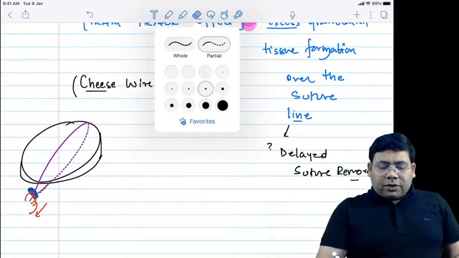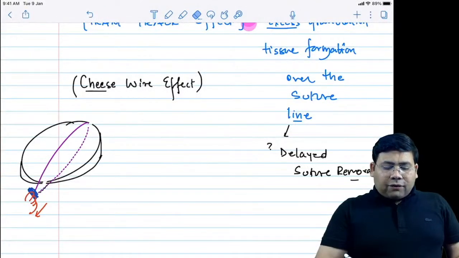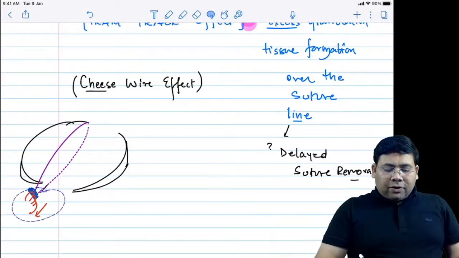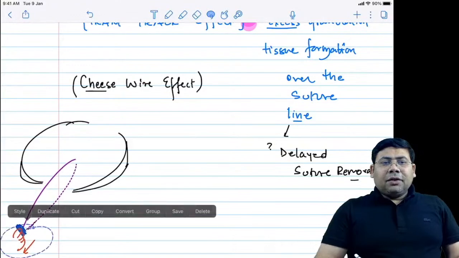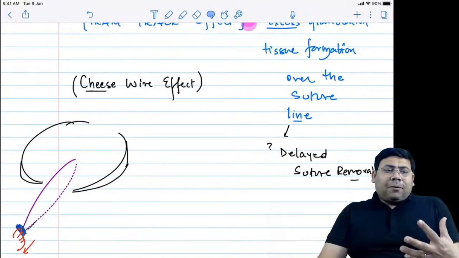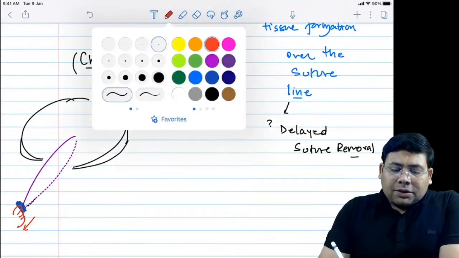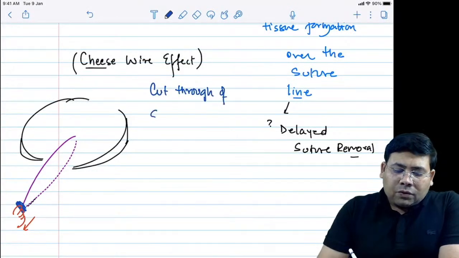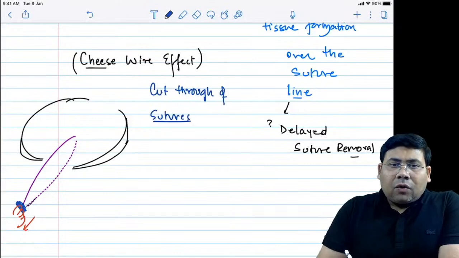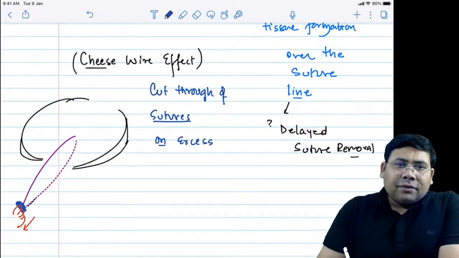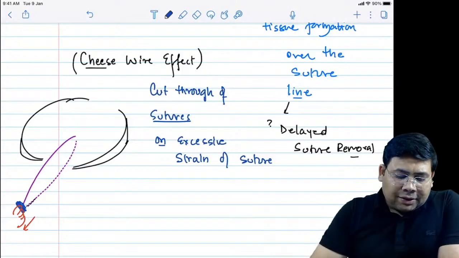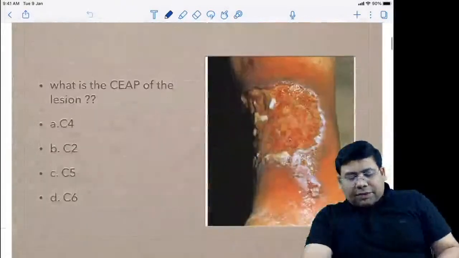The moment you pull it towards yourself, along the direction of the wire, the cheese will be bisected. This is what is known as the cheese wire effect. Are you getting this? So when will you see this same thing in suturing? This is the cut through of the sutures, on excessive strain of the suture. This is what is known as a cheese wire effect. Are these things clear? So let us move forward and discuss something else.